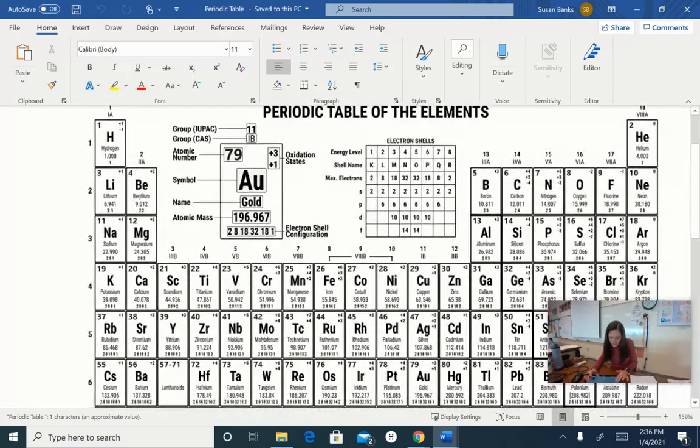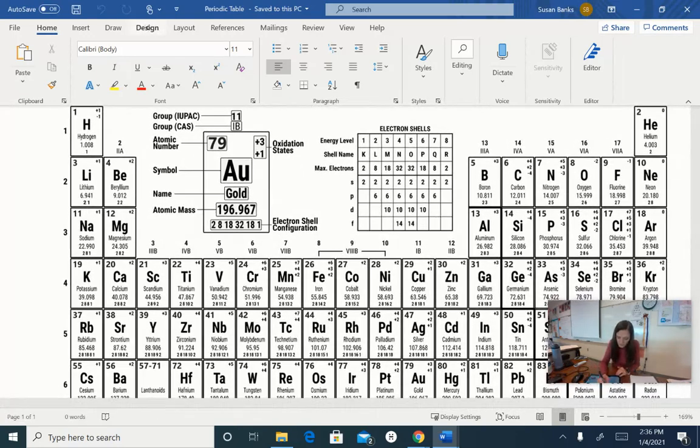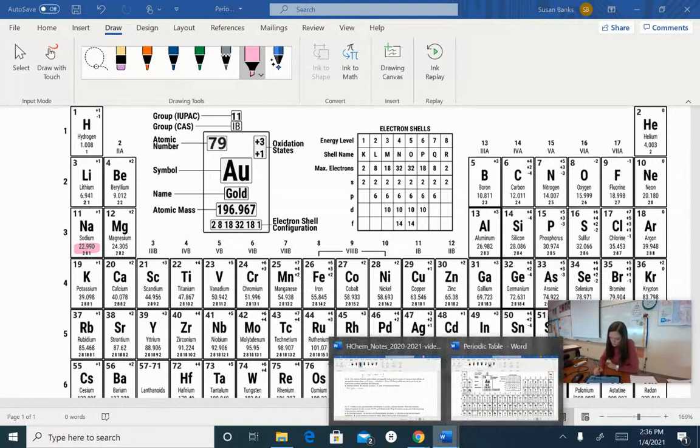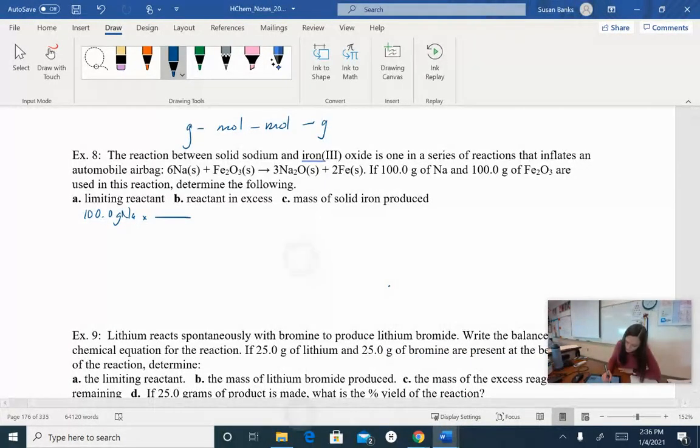If I look at sodium, sodium has a molar mass of 22.99. So that's what we're going to use here. So I have 22.99 grams of sodium in 1 mole of sodium. Okay, there's my first step. So I've gone from grams to moles.